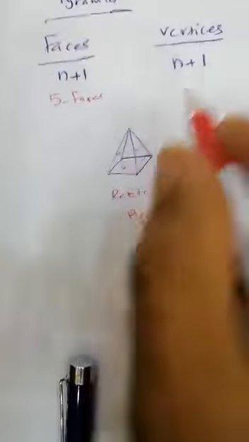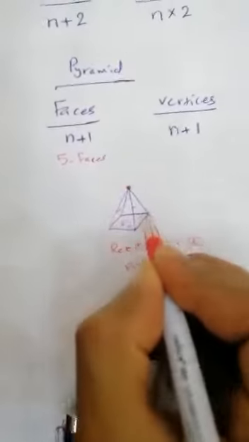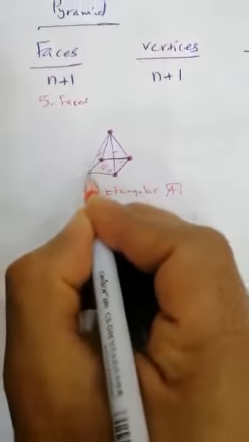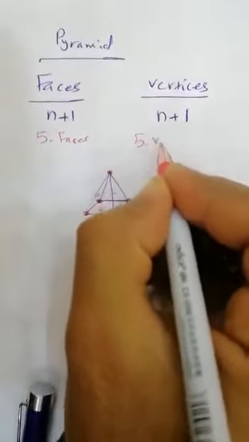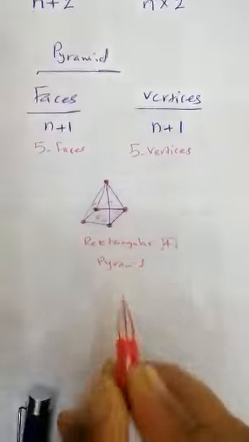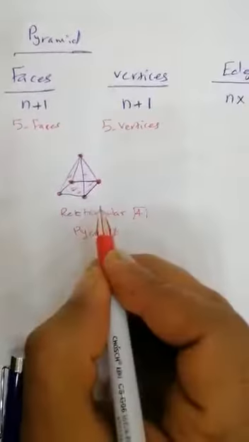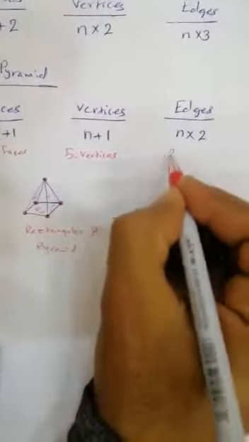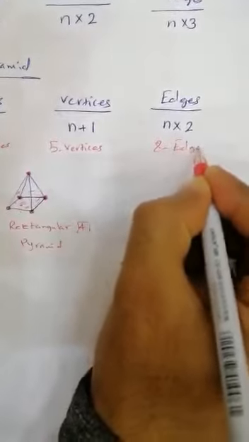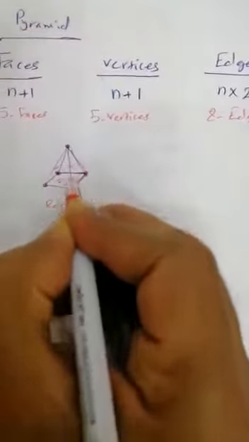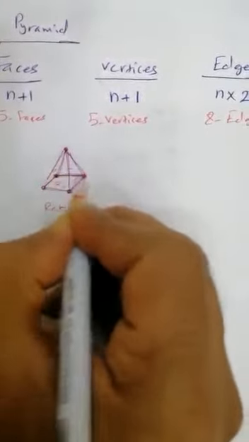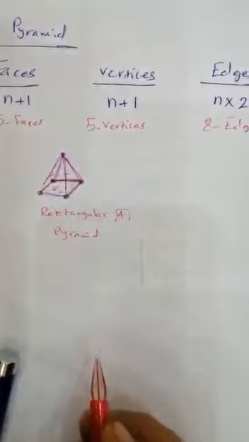Number of vertices, this is 1, 2, 3, 4, 5. Then we have 5 vertices. Number of the edges is n times 2. Then it's 1, 2, 3, 4. 4 times 2 is 8 edges. 1, 2, 3, 4, 5, 6, 7, 8. Okay. Then we have 8 edges.